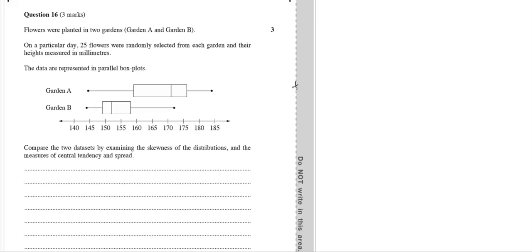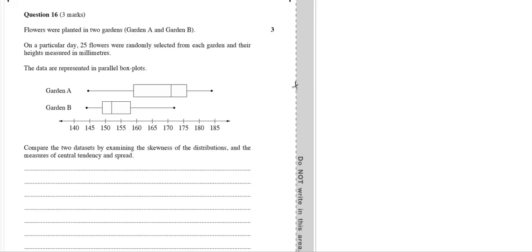Question 16. Flowers were planted in 2 gardens, Garden A and Garden B. On a particular day, 25 flowers were randomly selected from each garden and their heights measured in millimetres. The data are represented in parallel box plots. Compare the 2 data sets by examining the skewness of the distributions and the measures of central tendency and spread. Pause here to try yourself.